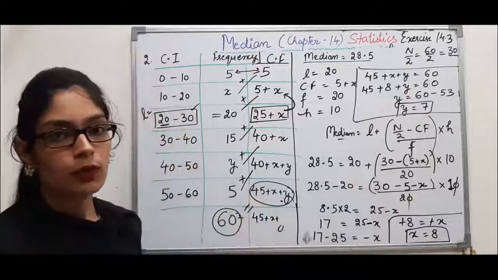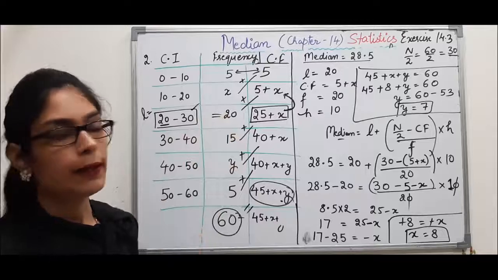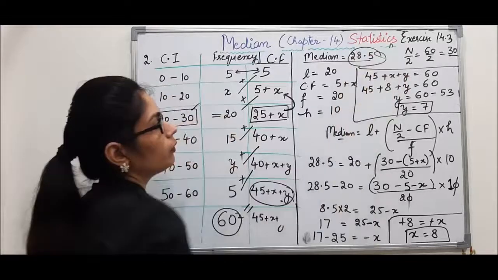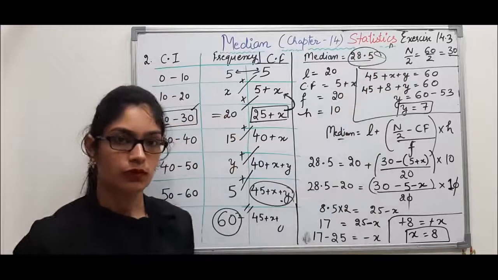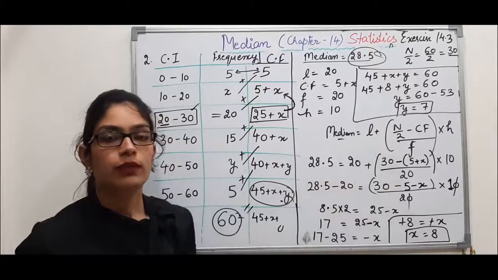So this was the question. We had to find the values of x and y, and the median was already given to us. In the same way, we have used the formula of median. So this is the formula. Now let's do the next question.